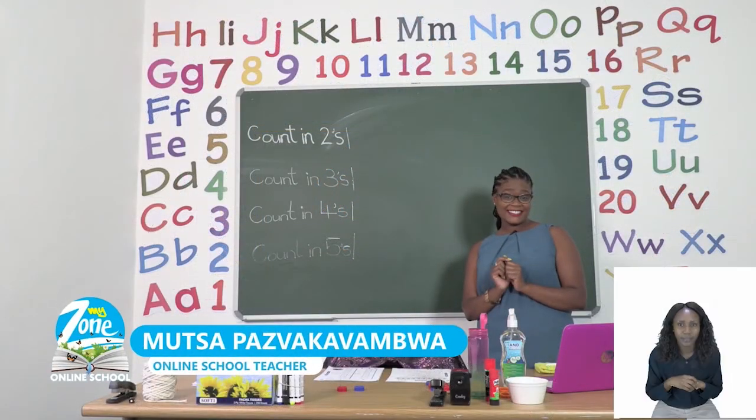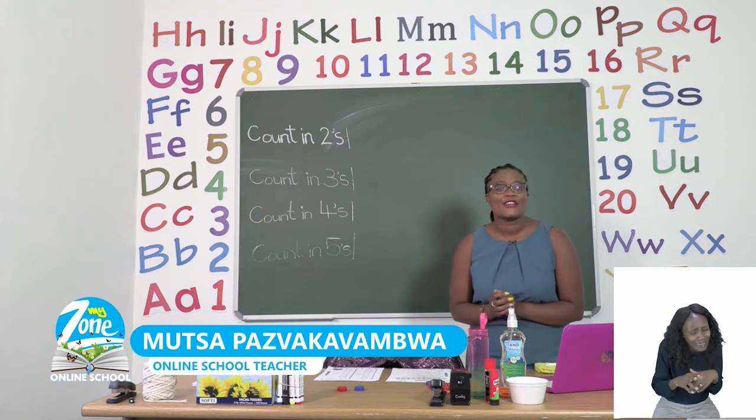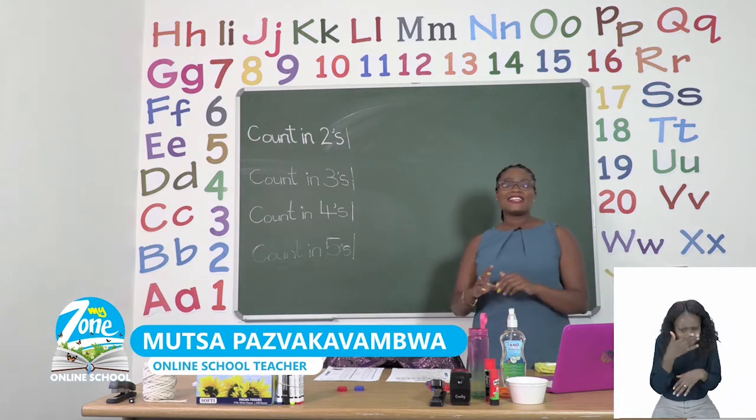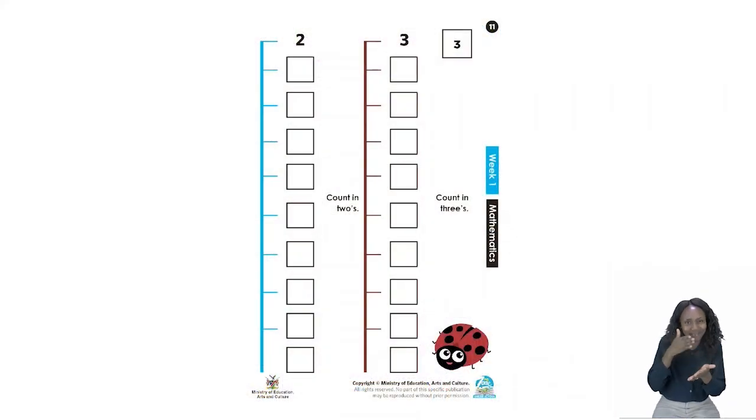Did you finish your exercise? I hope you did, and I hope you answered every question. Now, let us take a look at another exercise on page 11. On page 11, we're going to continue counting, but this time we're going to count in different ways. The first column that you can see in blue is asking us to count in 2s. Now, I'm going to help you and you're going to do it with me as well.